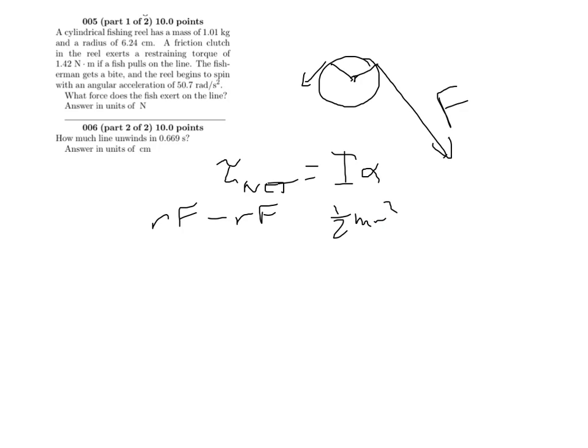So I can use all of this and solve for the unknown force of the fish. The next question says, how much line unwinds in this amount of time? Well, now I can figure out, I know my alpha, I know my initial omega is 0. I'm looking for the amount of line, so I'm actually looking for an x. But if I can solve for theta, then I can use theta times r to give me x, or x divided by r giving me theta.